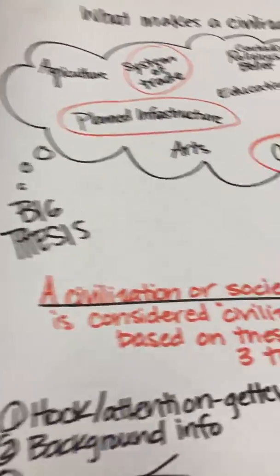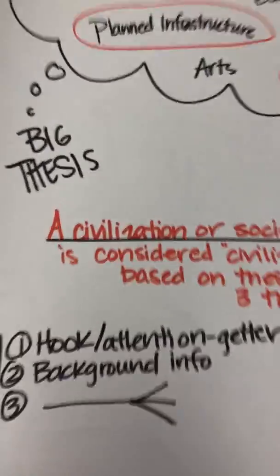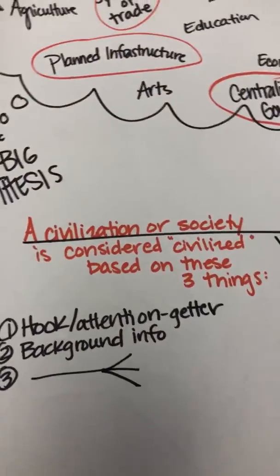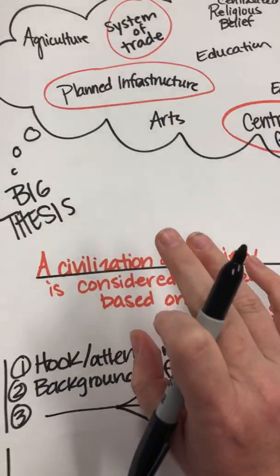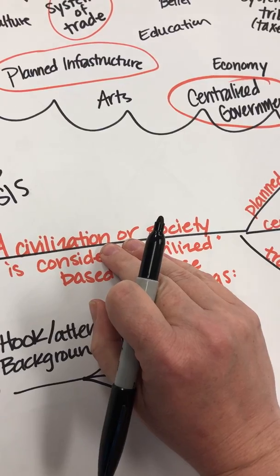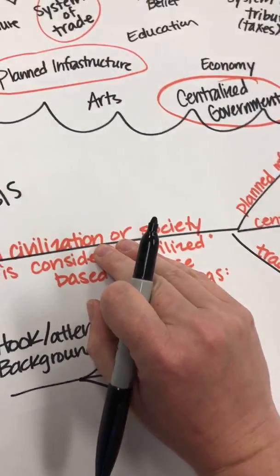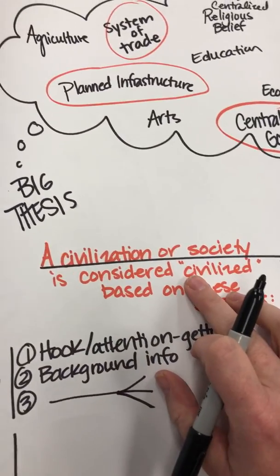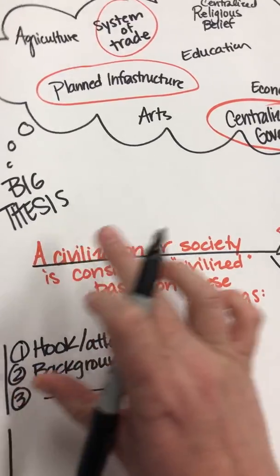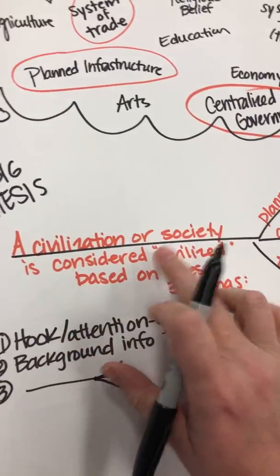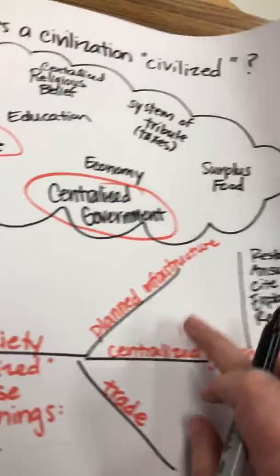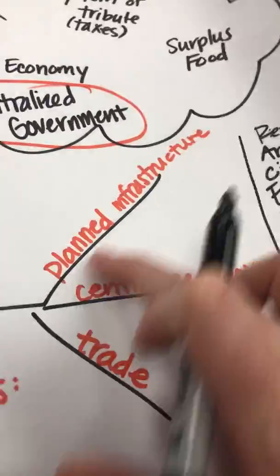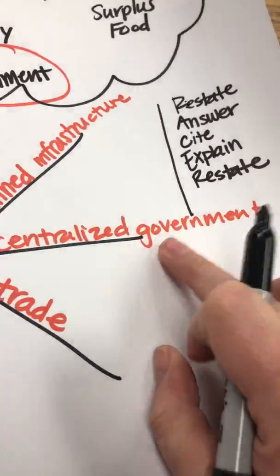Okay, to back up, the thesis is basically a topic statement. So I'm going to restate my question. What makes a civilization or society be considered quote civilized? We would then answer with a civilization or society is considered civilized based on these three things: 1, 2, 3, and we put those as our toes of the chicken foot. We have planned infrastructure, centralized government, and trade.